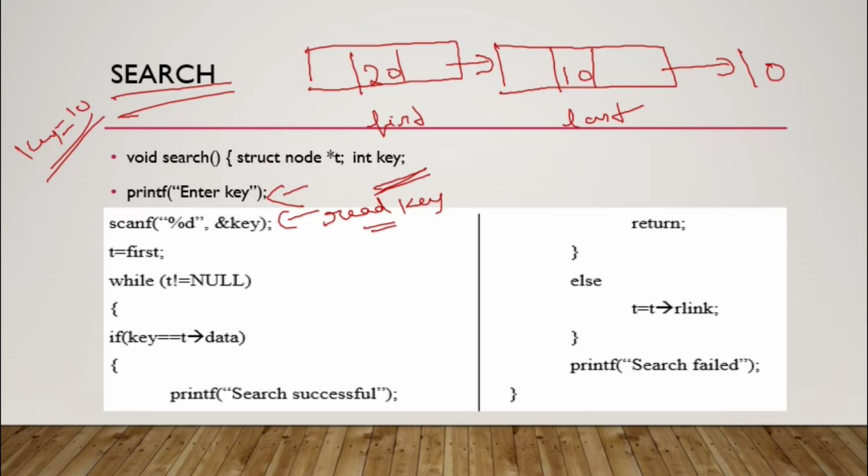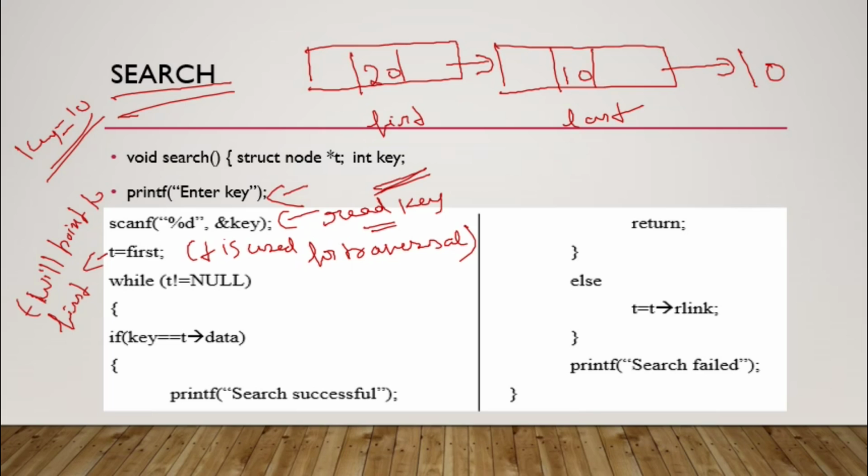First, t is for traversal. Here t is equal to first, which means t will point to first, and it is used for traversal. Like in the previous case when I was explaining the display function, there temp was used for traversal. Here t is used for traversal. So when we do this step, t will come here. t will also point here.